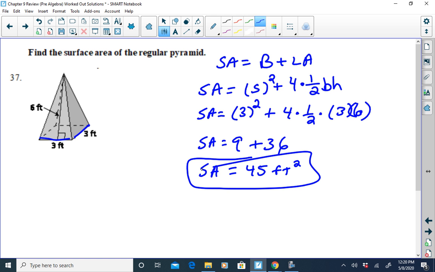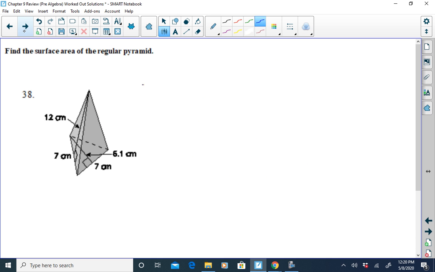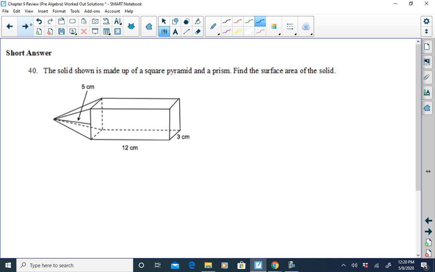Alrighty. Anything else, girls? Gabby, you're good? What do you got, Ave? Anything else? 40? A lot of kids are getting 40 wrong, guys. A lot of kids getting 40 wrong.